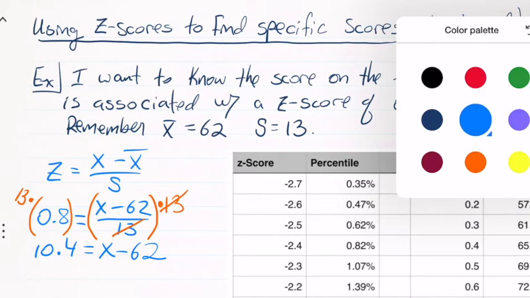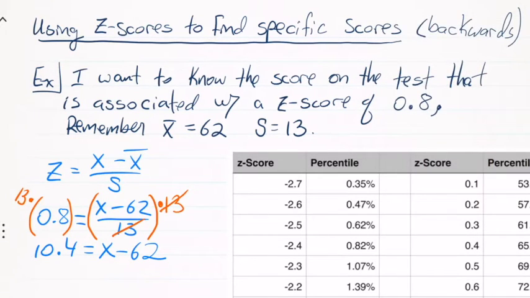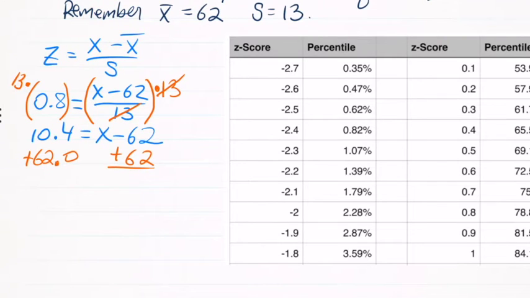And then a little bit more algebra. We're trying to get x by itself, so I'm going to do the opposite operation on 62 to both sides of the equation. And I'll put a 0.0 there for emphasis. So this is going to become 52.4 is the score that I'm looking for. So 52.4 is equal to x. And we didn't even have to look at the table for this one. Now, eventually we're going to have to look at the table because I won't be telling you what the z-score is. I'll be telling you what the percent is.